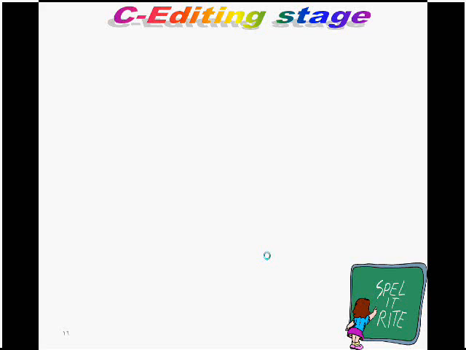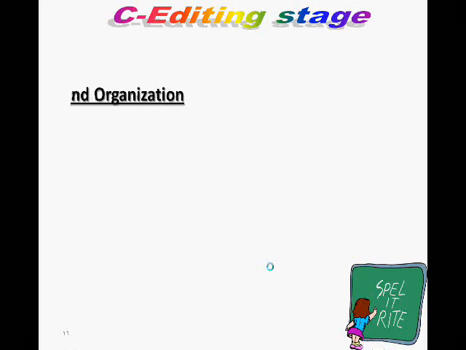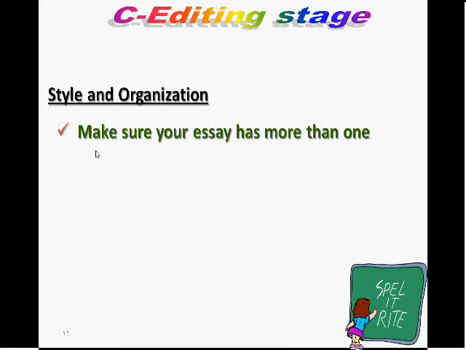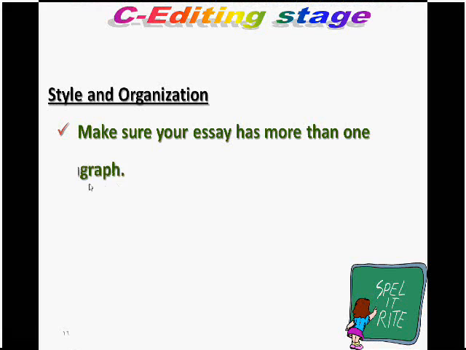We are still talking about the editing stage. Also, when you edit, you look at style and organization. And what do we mean by style and organization? First, you have to make sure your essay has more than one paragraph. Now we are talking about essays. We developed our paragraphs and we are looking at essays. So make sure that if they tell you to write an essay, it has more than one paragraph.